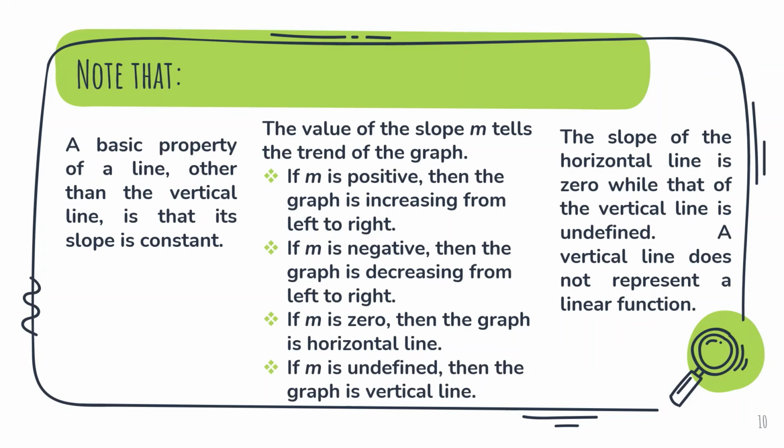The value of the slope m tells the trend of the graph. If m is positive, then the graph is increasing from left to right. If m is negative, then the graph is decreasing from left to right. If m is 0, then the graph is a horizontal line, and if m is undefined, then the graph is a vertical line.